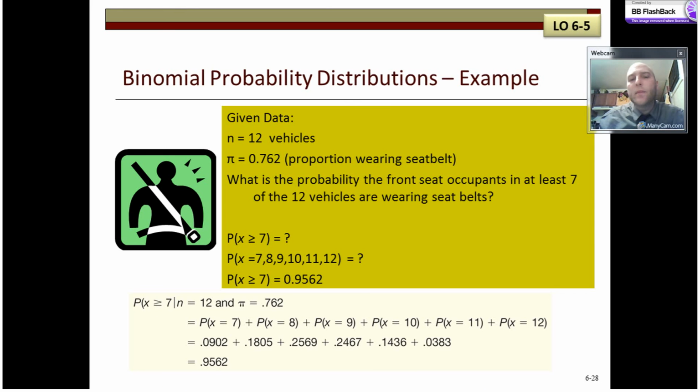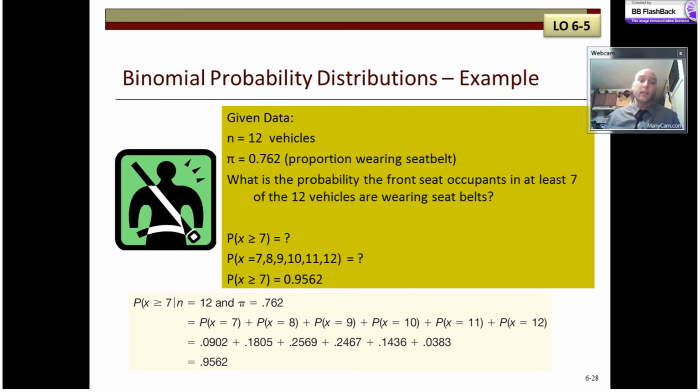What's the probability the front seat occupants in at least 7 of the 12 vehicles are wearing seatbelts? At least 7 means 7 or 8. 8's at least 7, or 9, or 10, or 11, or 12. All of those are at least 7. 6 and lower are not. 0 to 6 is the complement of 7 to 12.